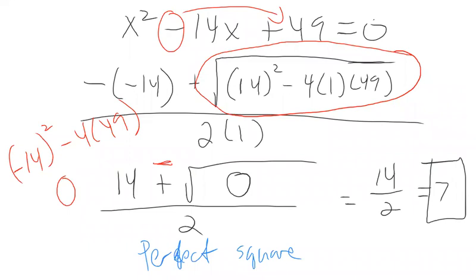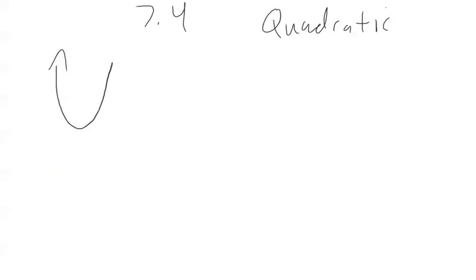So to graph this thing, 7.4 is graphing, right? A quadratic, which is what we're drawing here. Oops, my eraser clicked on. A quadratic, all a quadratic is, is a parabola. It looks like this, or like these, right? It is a parabola.